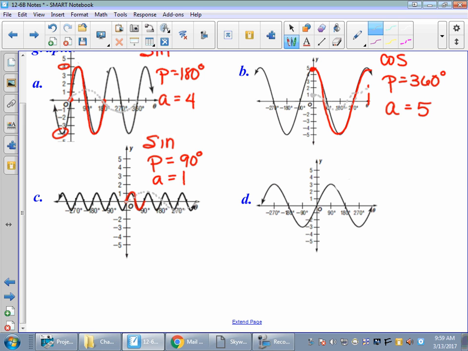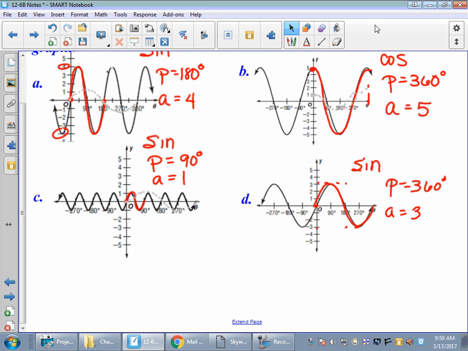And part D is a sine function because it does start at 0, 0. When it peaks and valleys, the period stayed 360 degrees. And the amplitude, though, we top out at 3 and at -3, so they stretched it vertically 3 units. Okay, so that's everything in a nutshell.